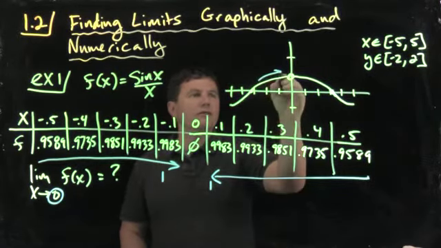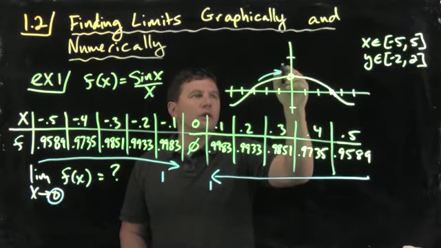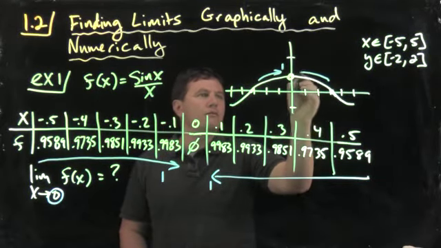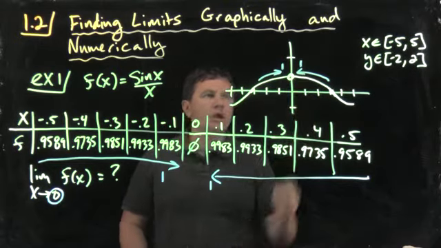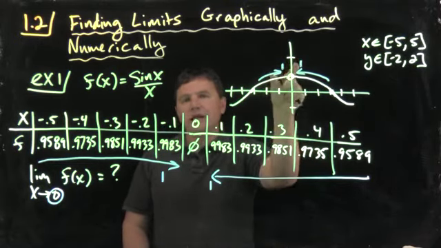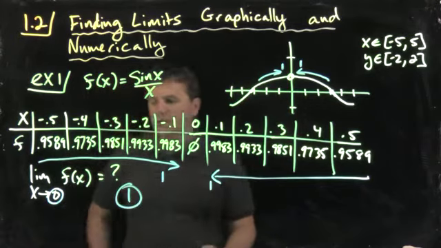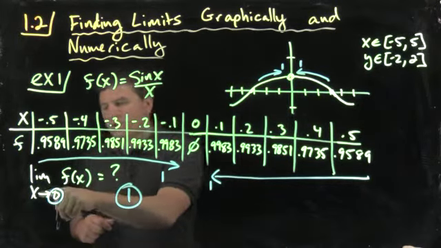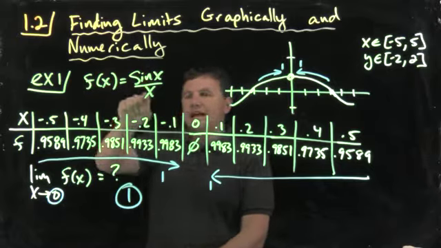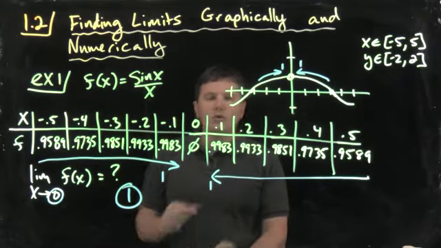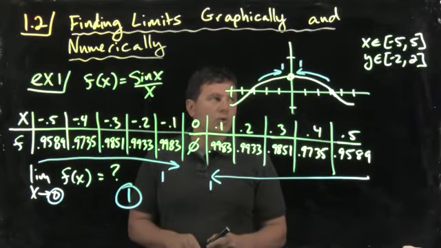Same thing graphically. If I approach from the left, the output appears to be approaching 1. From the right, it appears to be approaching 1. If these two values agree, then that's our limit. So our limit here is going to be 1. So if I ask you the limit as x goes to 0 of sine x over x, that's equal to 1, because from both sides it's approaching 1.